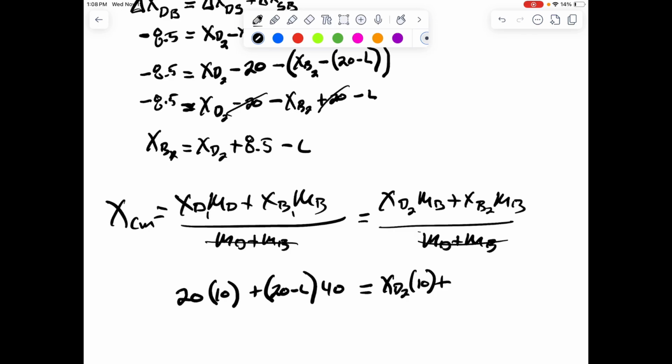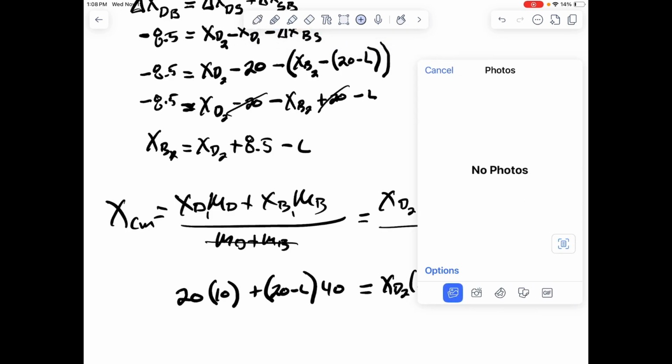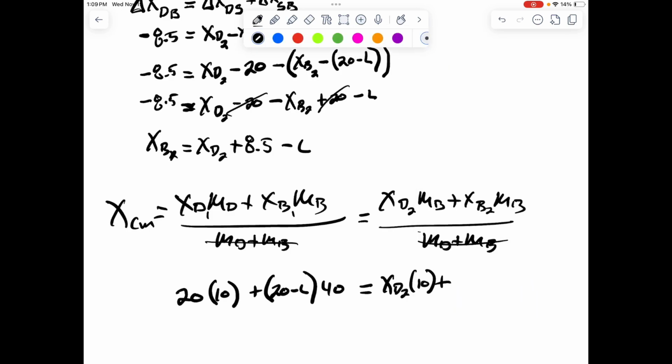What I want is my little highlighter. No, cancel. So, right here, we've got the boat in terms of the dog. So I'm going to put that down here, right there for my boat. So rather than that X boat, I'm putting all this: X of the dog 2 plus 8.5 minus L, times 40. Now that's a 10, a 40, a 10, a 40.